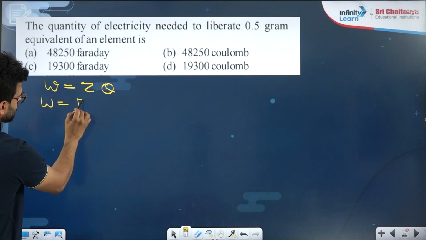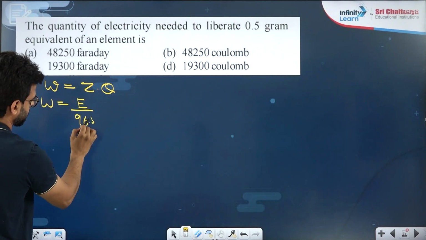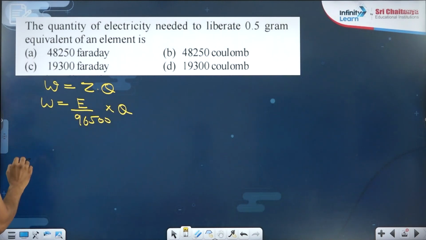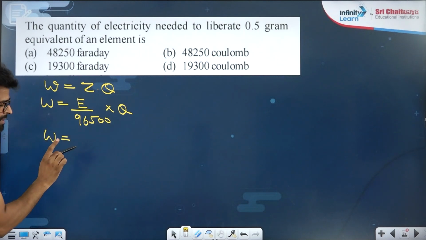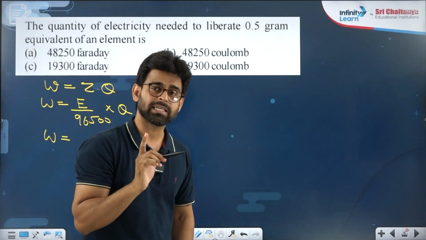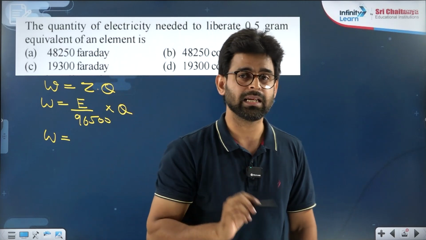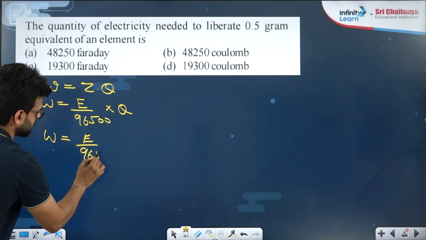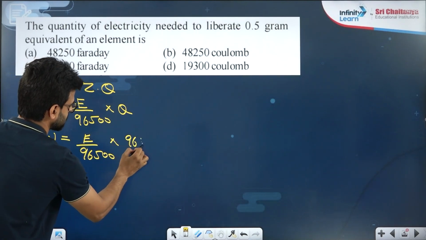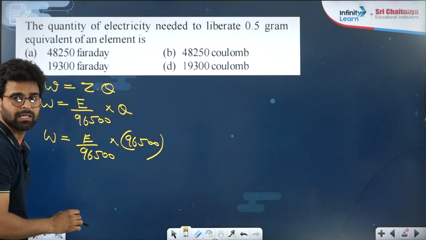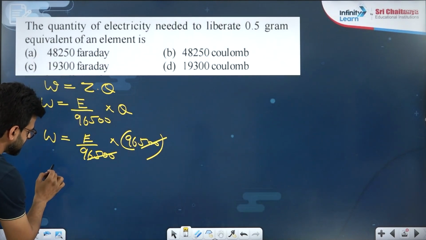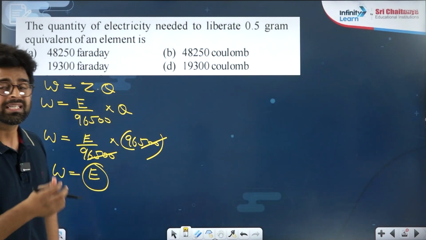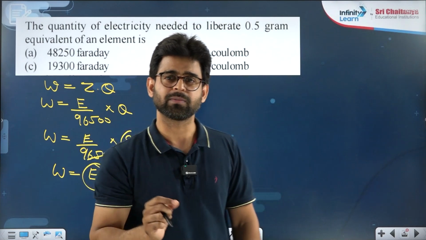And W equals the equivalent weight of the substance divided by 96500, into Q. Now, if you see carefully, if I am passing one Faraday charge through the electrolytic cell, how much charge is 1 Faraday? 1 Faraday means 96500 coulomb. So this will cancel this. So 1 Faraday charge always deposits weight equal to the equivalent weight of the substance, or you can say it will deposit 1 gram equivalent of substance.